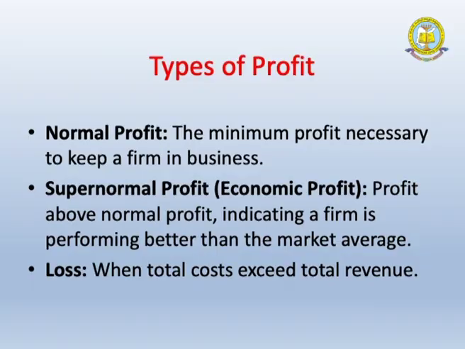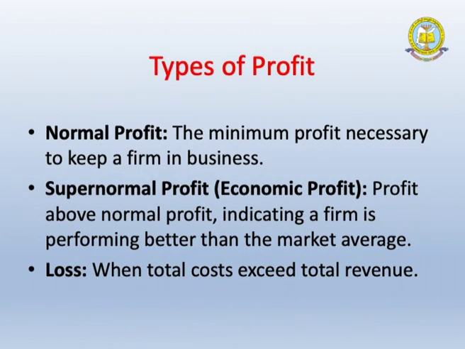Now, I would present before you two broad categories of profit. One is normal profit, the minimum profit necessary to keep the organization going. And I can also say there is an accounting profit. The accounting profit is the difference between the revenue and the costs. In addition to this accounting profit and normal profit, you have supernormal profit. What is the supernormal profit?